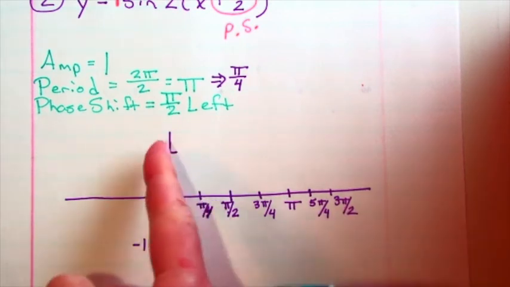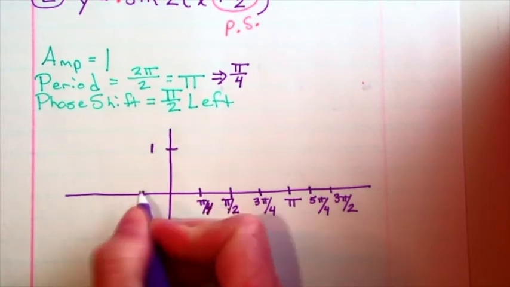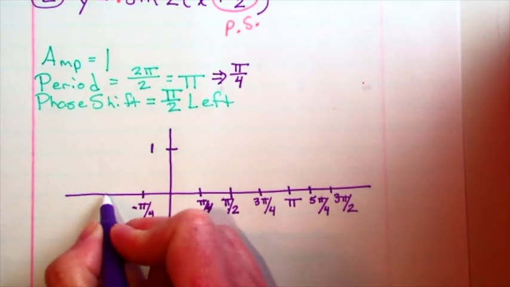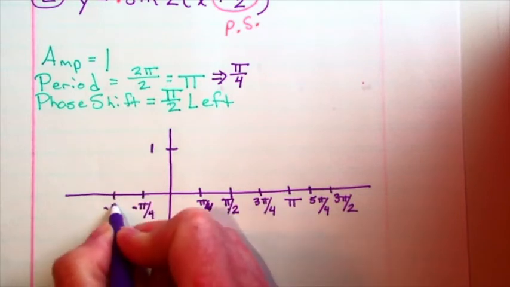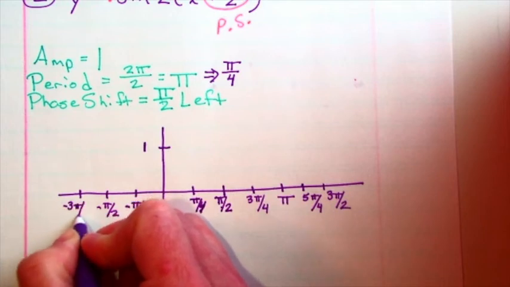Now, when we have a shift, especially one that's going to the left, we want to label a couple points on the left side so that we know where we're going to shift to. So this would be negative pi over 4. We're just going to mirror these points on this side. I'm not going to put as many because we're not going to need them. But there we go.